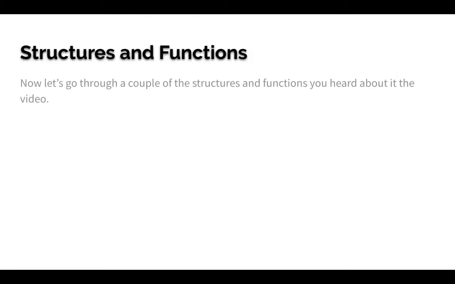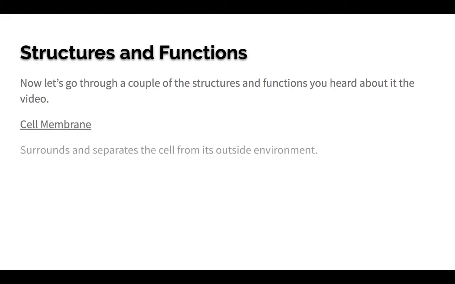So structures and functions. Now let's go through a couple of the structures and functions you heard about in the video. Cell membrane. It surrounds and separates the cell from its outside environment. This is interesting because if we think about it, what it does, it provides an entrance and exit to the cell while also protecting it from everything outside of it.